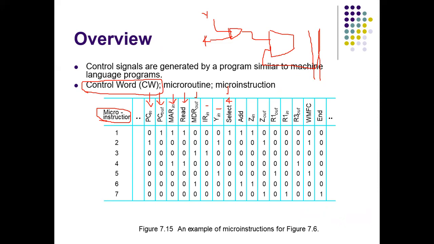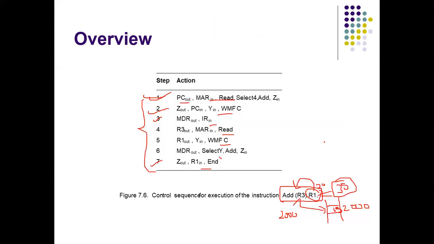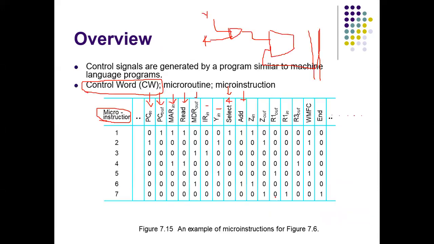Select 4 is one of the instructions, add is one of the instructions. Like that, all the possible instructions are included here. It's not that there are only this many instructions; the list goes on. But for executing this particular assembly language instruction, these instructions are sufficient, so only that much is shown.